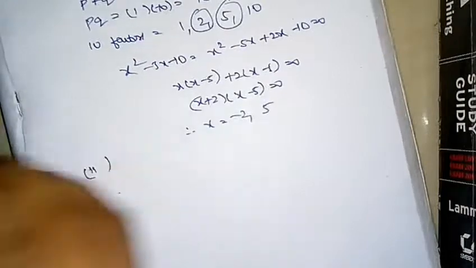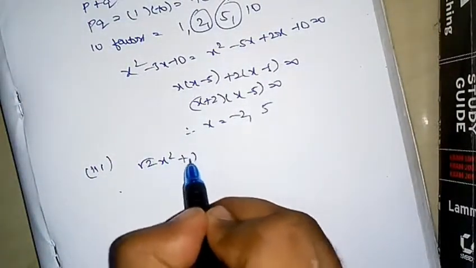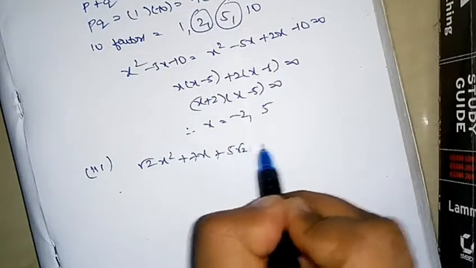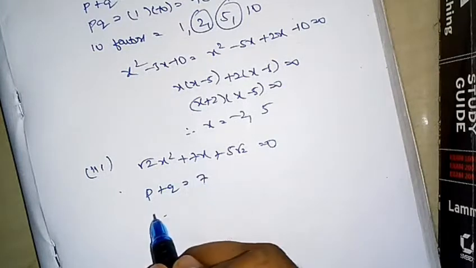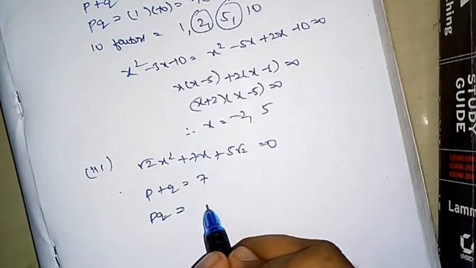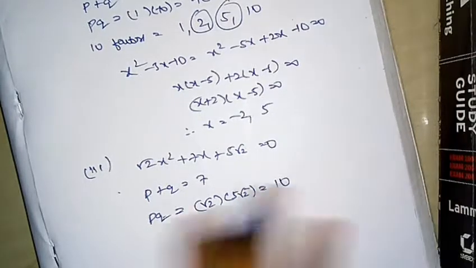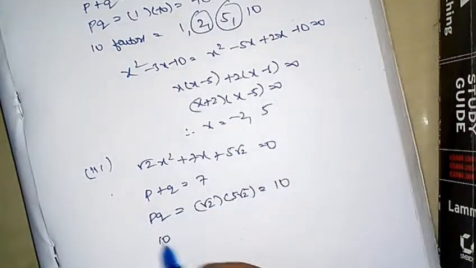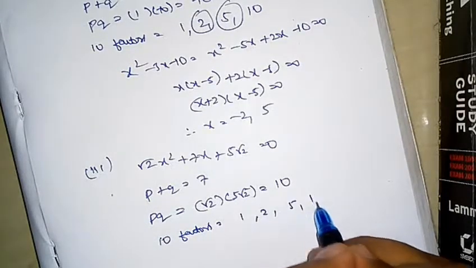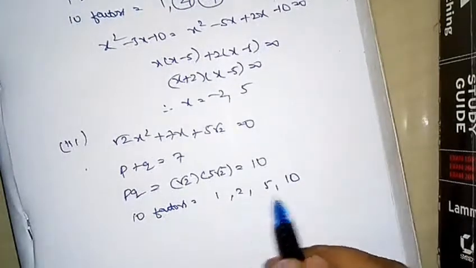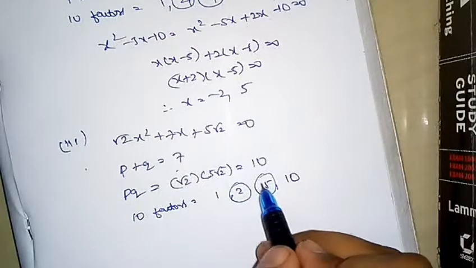Third one: root 2 x square plus 7x plus 5 root 2 is equal to 0. So find two numbers, p plus q is equal to 7 and pq is equal to root 2 into 5 root 2, which is equal to 10. Now the factors of 10 are 1, 2, 5, 10. The sum should be equal to 7 and the product is 10. So these two numbers are 2 and 5. 2 plus 5 is 7 and 2 into 5 is 10.